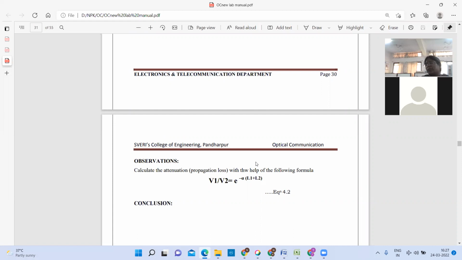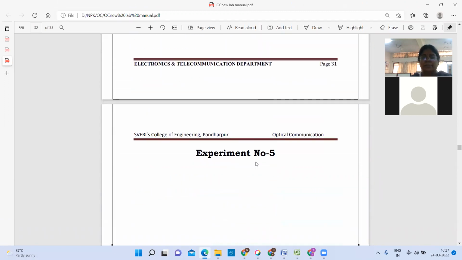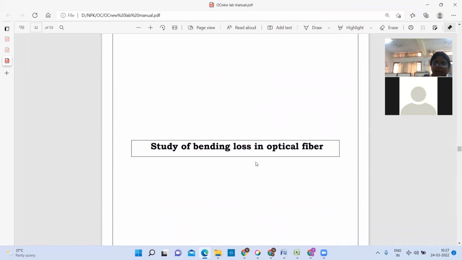Still I have tried to show it on the mobile, but how much you have understood I don't know, because visually it will be good to see the kit and all other things. Theory we can understand through online, but for this practical it is somewhat difficult. Okay, next is study of bending loss.